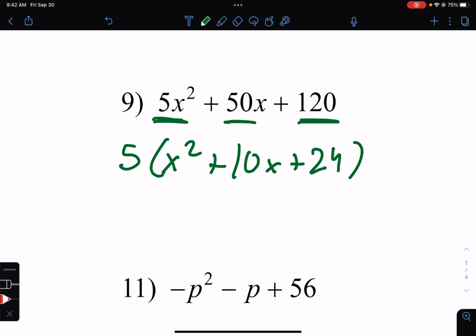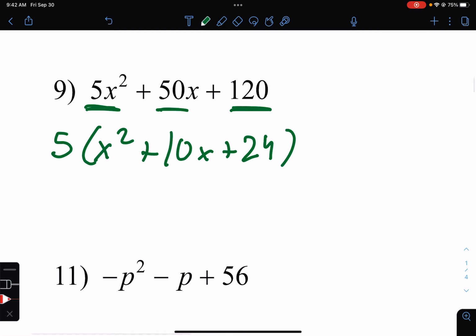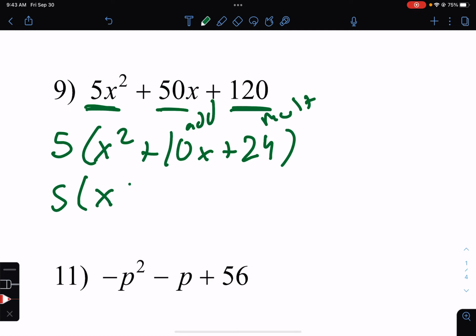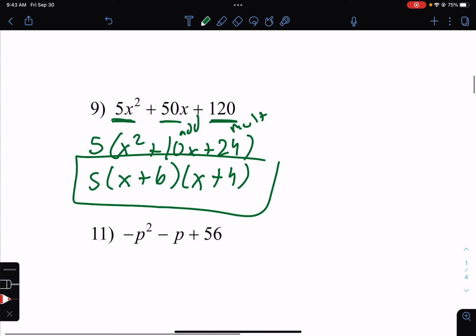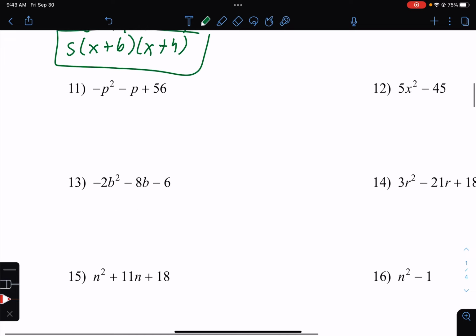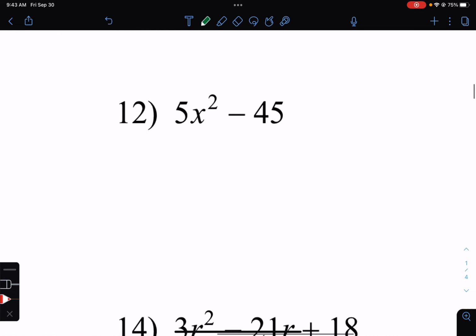All right, so now we look and we're like, okay, we took out our GCF, are we done? Look for a trinomial. Look for a difference of squares. I look, I've got a trinomial. I got to figure out what multiplies to this, adds to this. So it's going to be 5 times (x plus 6) times (x plus 4). All right. The next one I'm going to try, let's do number 12.